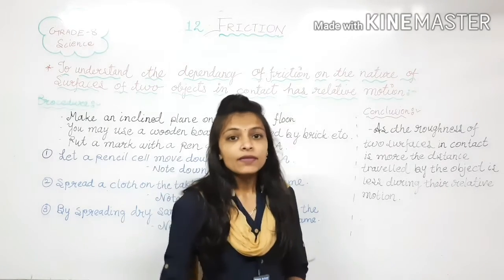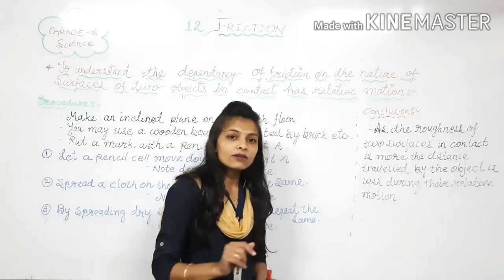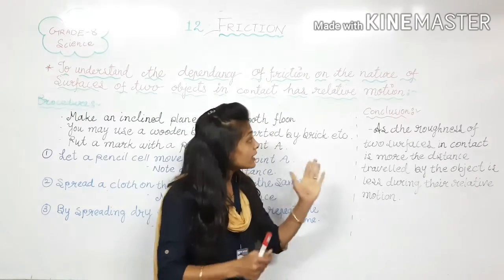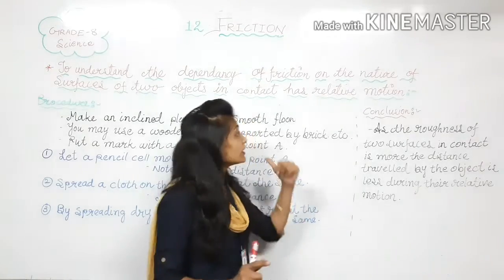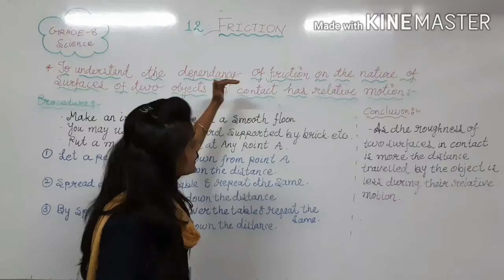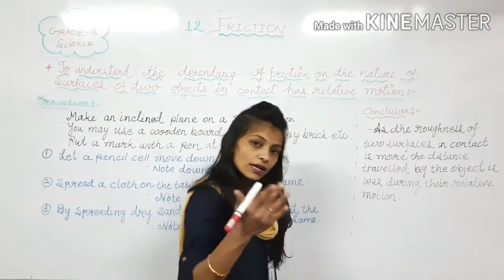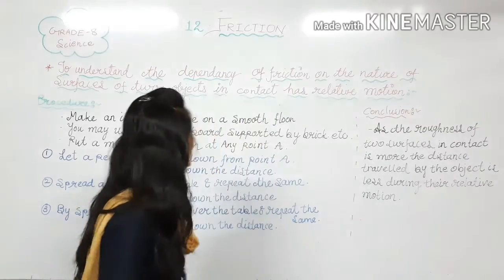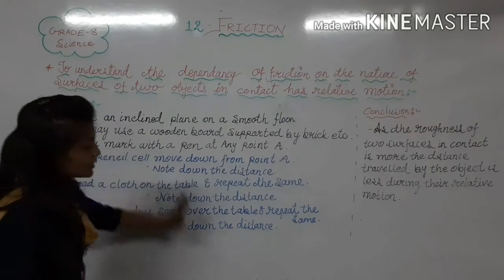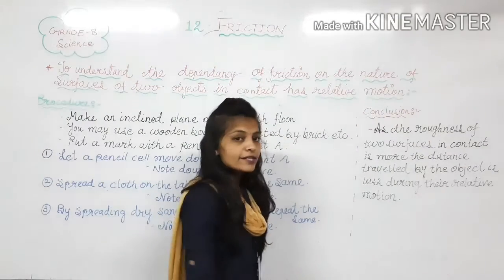If we are walking on the ground, the force of friction is there, and only then can we walk easily. So here we have to clear the point that friction depends on the nature of the surfaces that come into contact and are in relative motion. So let's try to understand this topic. First is the procedure written here, and then the conclusion that I am going to explain.